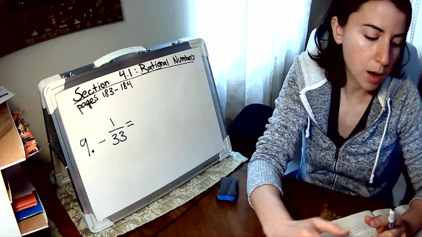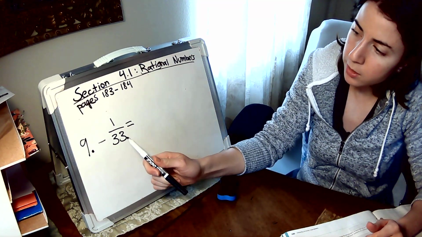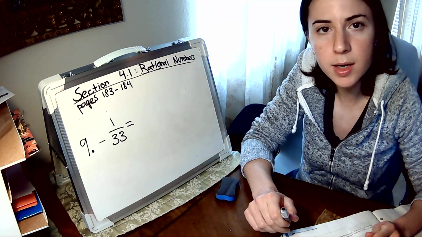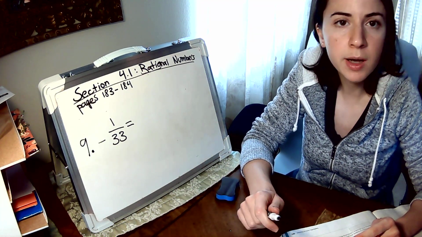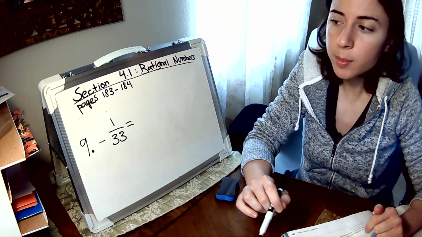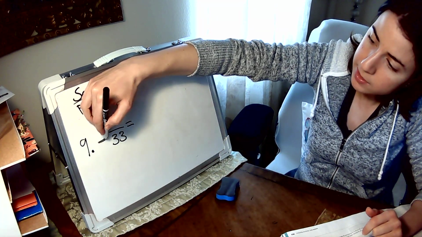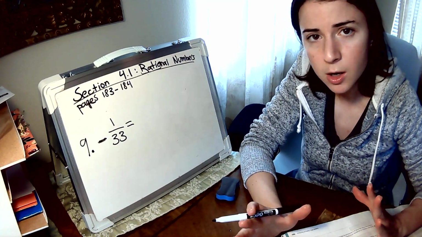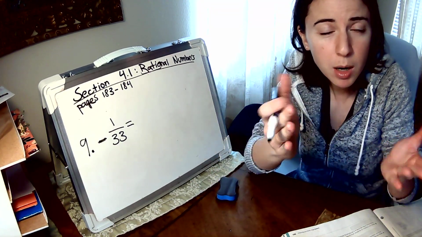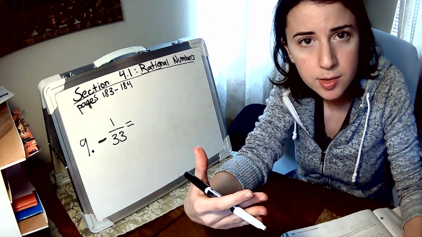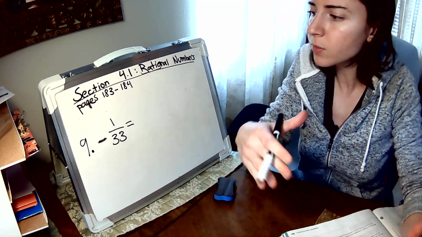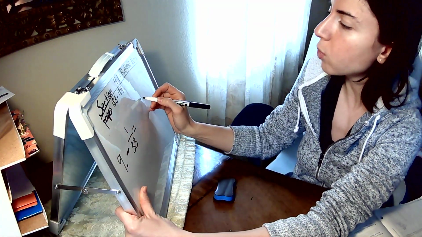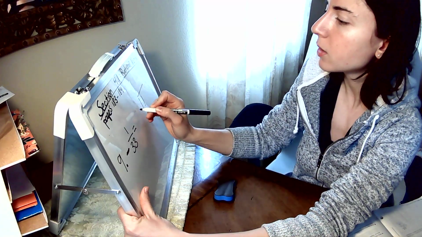So let's write -1 over 33 as a decimal. Now once again, we're going to do numerator divided by denominator, and we do have to remember that this is a negative fraction, therefore it's going to be a negative decimal, because both are going to be the same number but kind of different versions of that number, okay? Now I'll do 1 divided by 33.